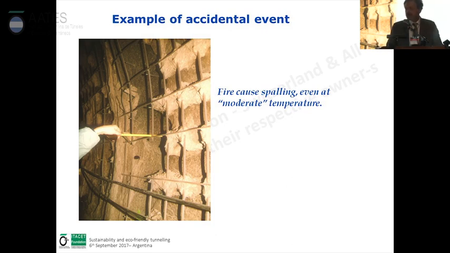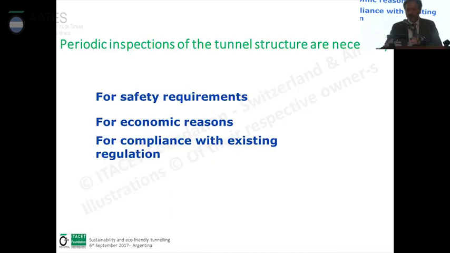Accidental events, I have only this example, which is spalling: a fire in the tunnel, and the fire causes spalling, and so reduces the thickness of the concrete. The concrete is completely destroyed, even at very moderate temperature. So after a fire, we have to remove this concrete, to replace it, to recreate the structure around the tunnels. So there are many different reasons to explain the defaults in the structures.